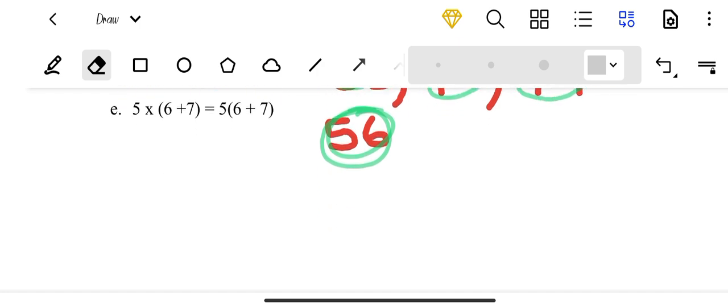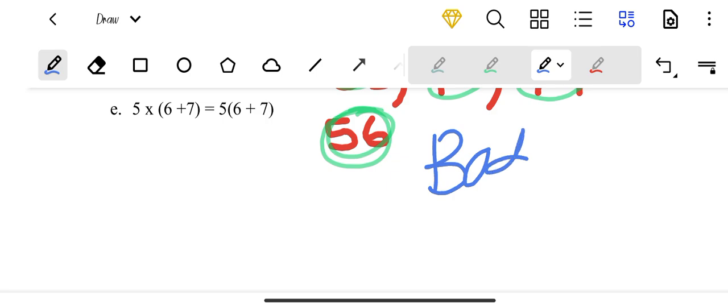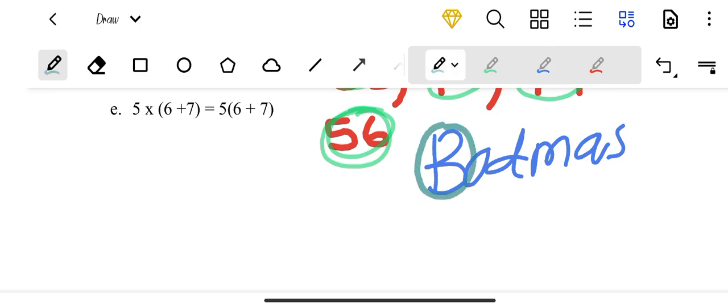Okay, so let's see letter E. It is 5 multiplied by, now we have brackets. What do we remember about brackets? That we're going to apply our BODMAS rule. And BODMAS says we firstly start off with a bracket. So here the question says 5 multiplied by open bracket 6 plus 7 close bracket is equal to 5 open bracket 6 plus 7 close bracket.